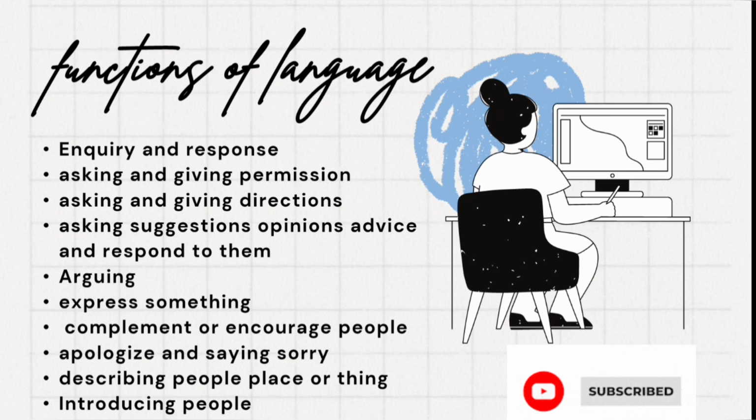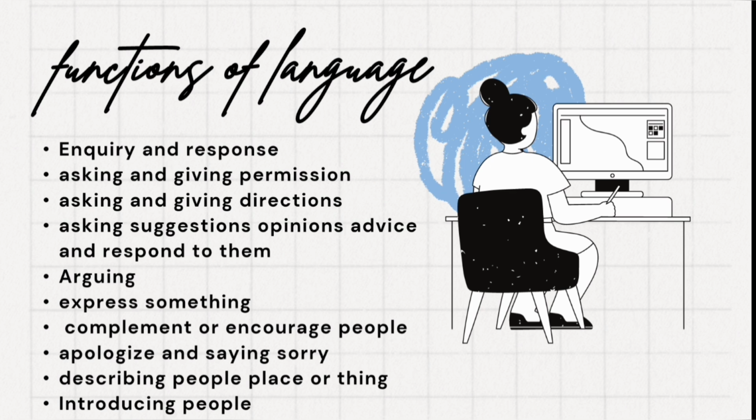We cannot imagine our life without language. It can be any language. So whenever we use language, it is called functions of language. Here are some examples of functions of language. We use language to inquire or to respond, or to ask or to give permission.